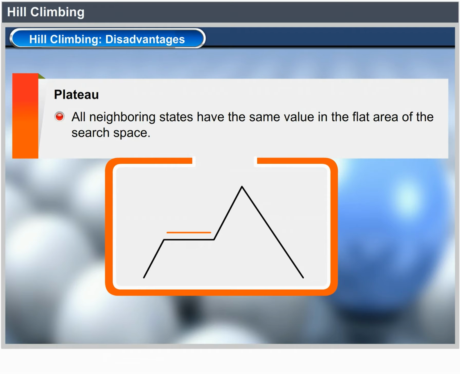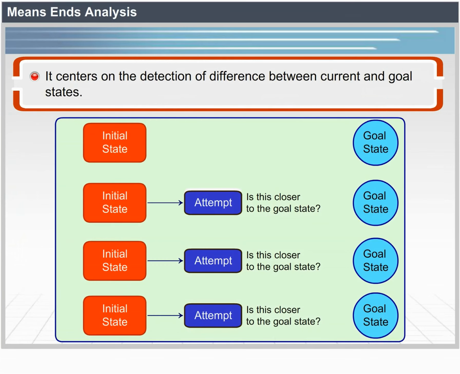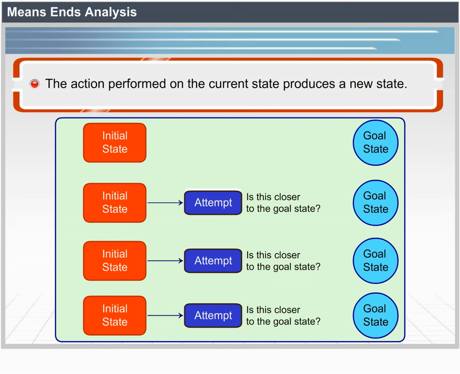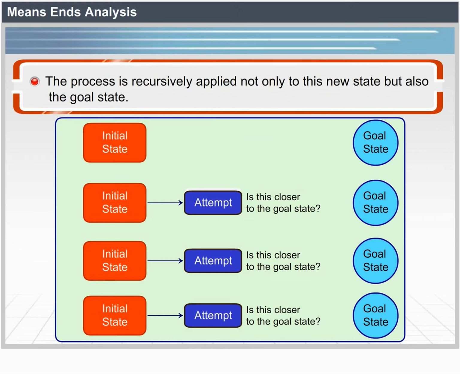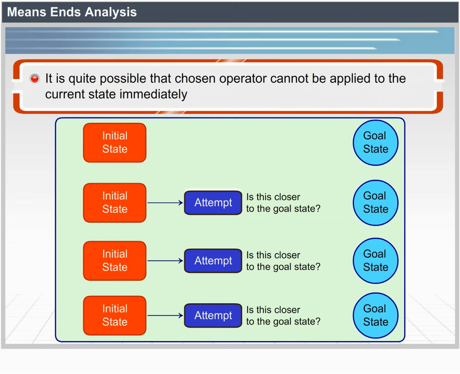Means-ends analysis. It centers on the deduction of the difference between current and goal states. Once such a difference is isolated, a reduction of the difference must be found. That reduction is executed by an operator. The action performed on the current state produces a new state. The process is recursively applied not only to this new state but also the goal state. It is quite possible that the chosen operator cannot be applied to the current state immediately.